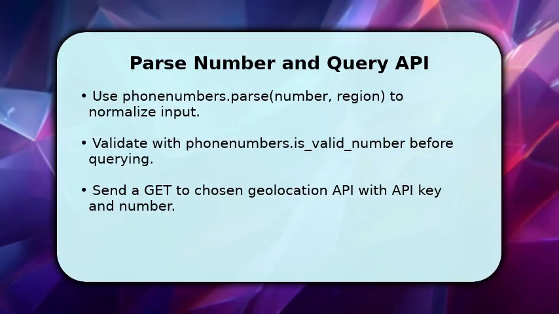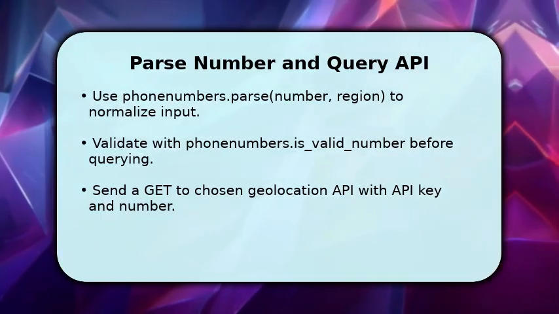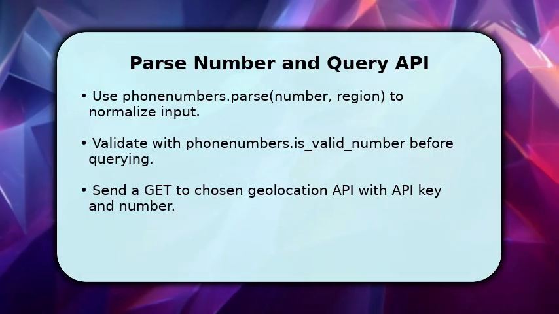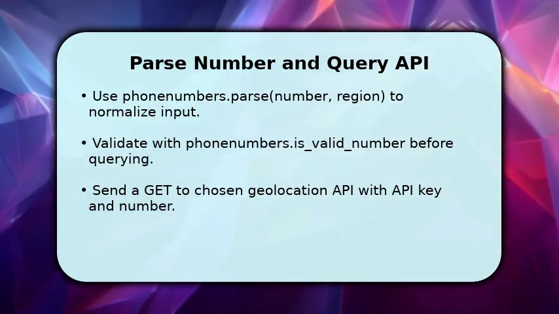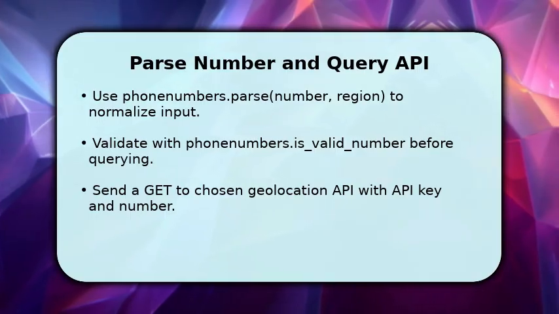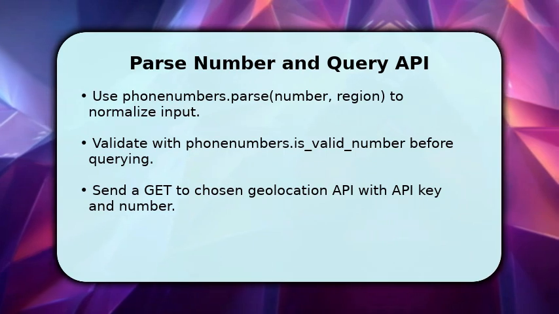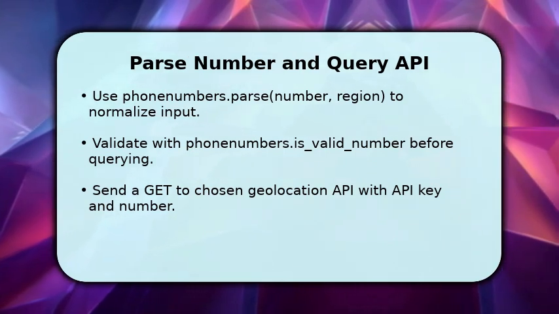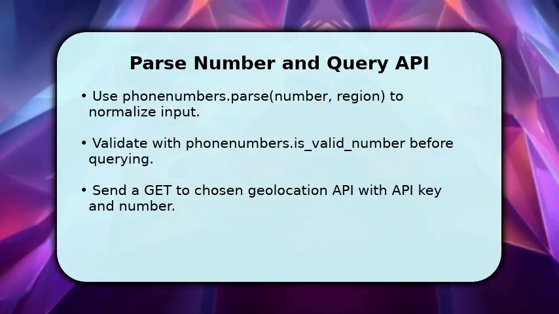Once validated, format the number to E164 and construct a GET request that includes your API key and the formatted number as a parameter. Use requests.get with a sensible timeout and handle HTTP status codes. If you receive JSON, parse latitude and longitude fields. This approach separates parsing from network logic and keeps error paths clear.